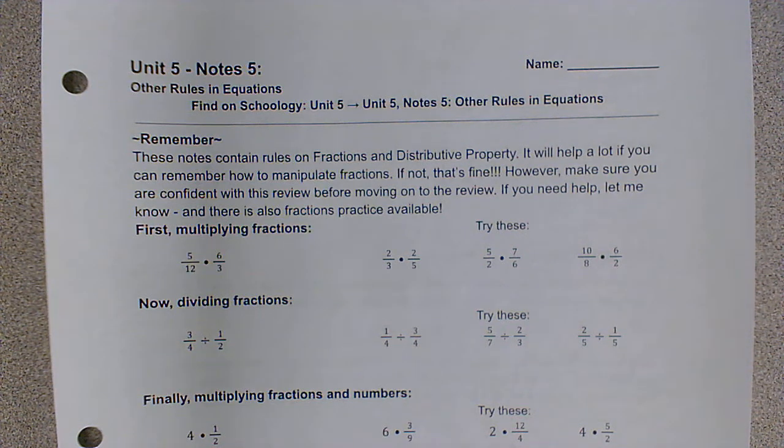Alrighty, we're on Unit 5, Notes 5, Other Rules and Equations. This is the last set of notes on building up to what equations are. We started from the beginning, from where do equations come from. We did one-step equations, two-step equations, we added negatives to our equations, and with these rules on fractions and distributive property, we're going to know everything we need to basically solve any basic equation that comes our way.